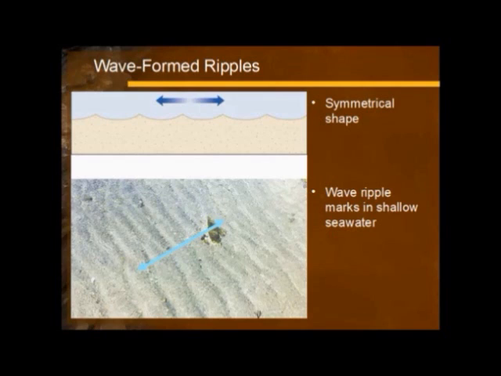O-S-C-I-L-L-A-T-I-O-N, oscillation. It's oscillatory. These wave ripples are formed mostly in shallow water environments or on the continental shelf during storms even. Not a good way of telling which way the water was flowing, but it does let us know which way is up. The ripples are on the surface, so this way is obviously up.